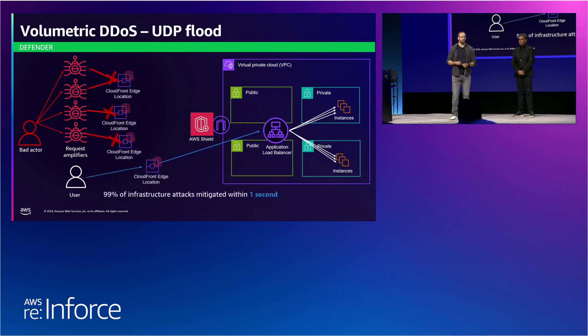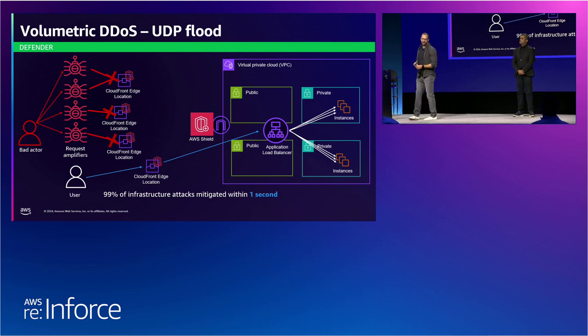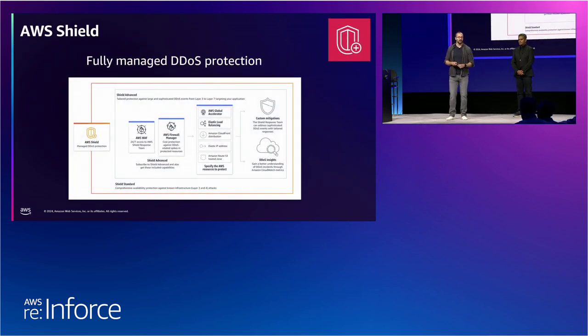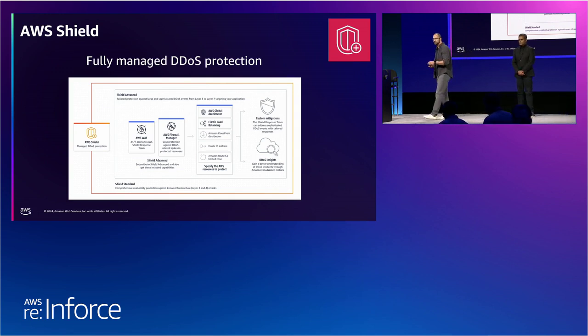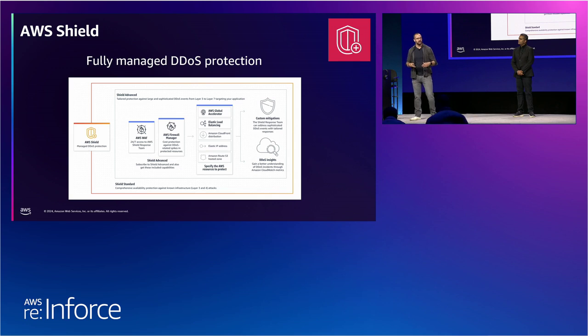And then with deployment of content delivery networks, so if we were to use CDN, CloudFront, that 99% infrastructure attack mitigation goes down to 1 second. So what is Shield? Shield is fully managed DDoS protection, and it comes in 2 flavors. Shield Standard, that's the default, automatically running in every region. And then Shield Advanced, which are additional capabilities that you can add to the standard offering.